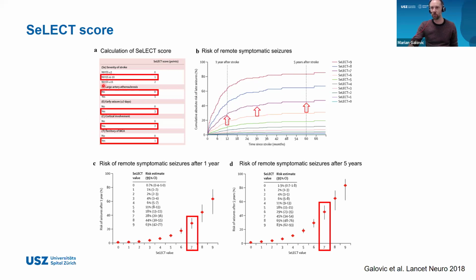And if you do this, well, Rosa had 6 points on the NIH stroke scale. She did not have large artery atherosclerosis. She had an early seizure. The cortex was involved and it was in the territory of the MCA. You receive 7 points, and here you can sort of read out what the risk is.